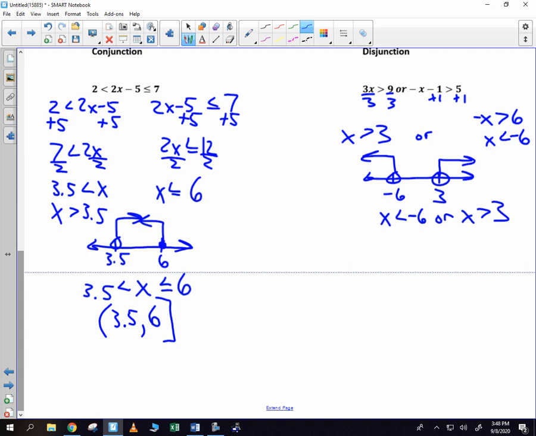And then finally, if you want to represent this in interval notation, since the arrow goes off that way, we go negative infinity to negative 6, with a parenthesis because there's no closed circle. And then we union that with 3 to infinity. That union means we join those two pieces together, so that either one can be true.